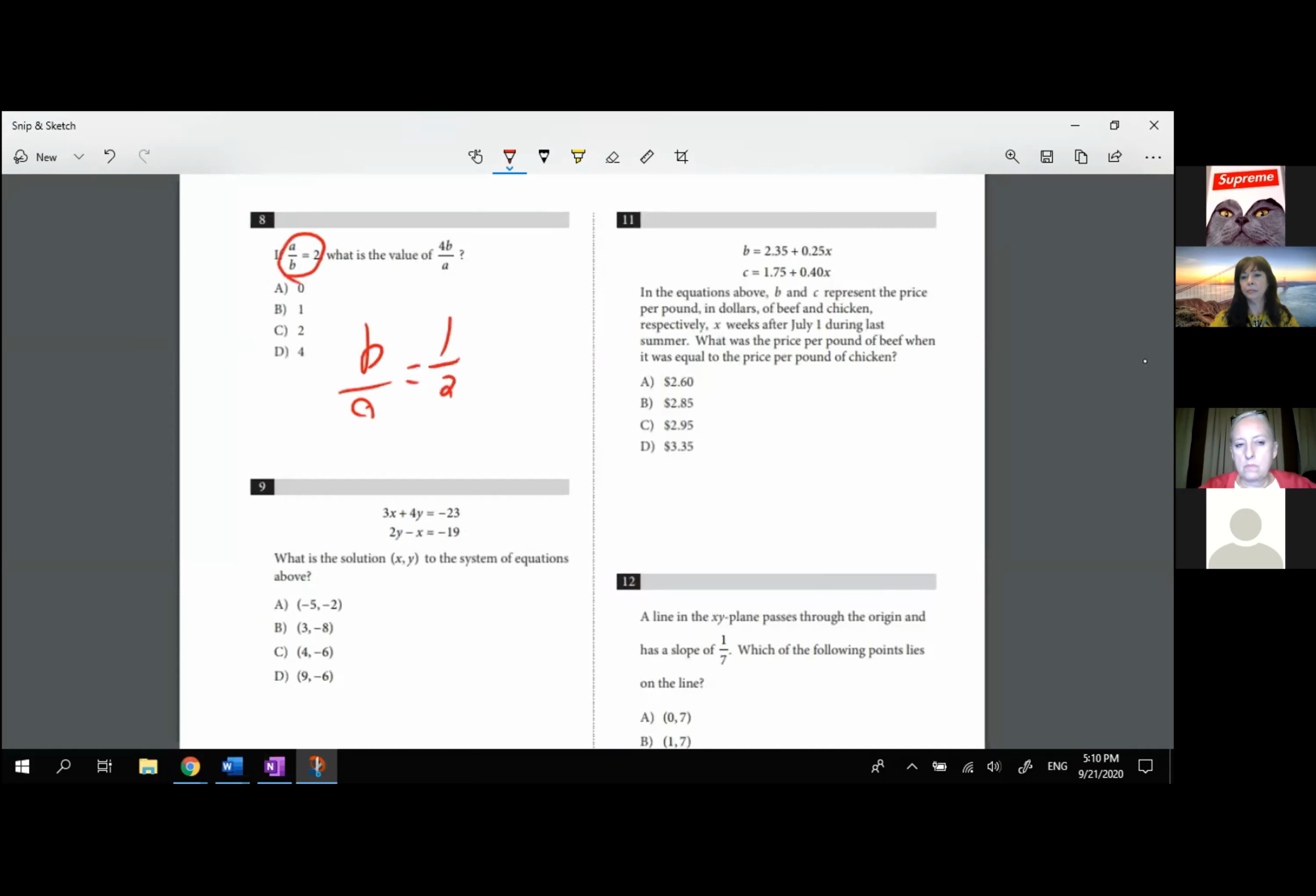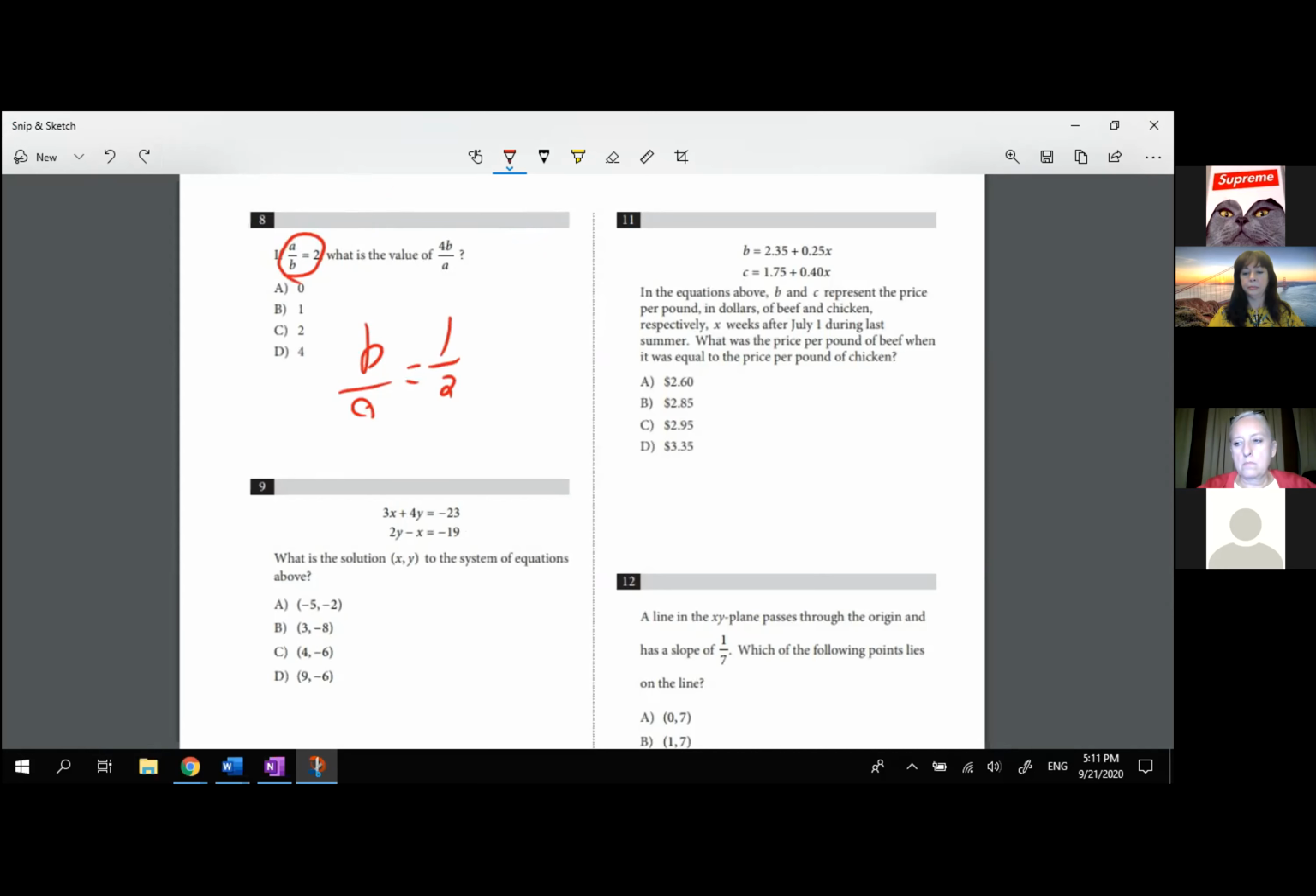Because this 2 right here is pretty much just saying anything over a number. So whether it be 4 over 2, whether it be 8 over 4, any of those numbers will be equal to 2, right? So we can flip that over and say that B over A is equal to 1/2. This A over B is equal to 2 over 1. Flip it around, and we get B over A equals 1/2.